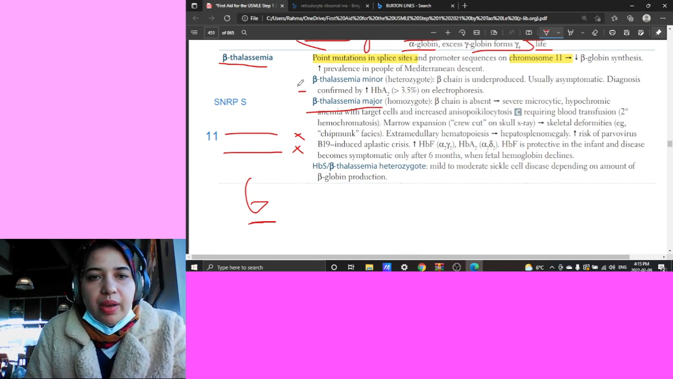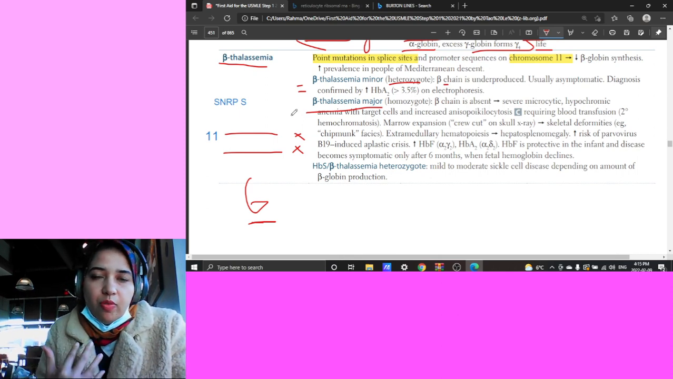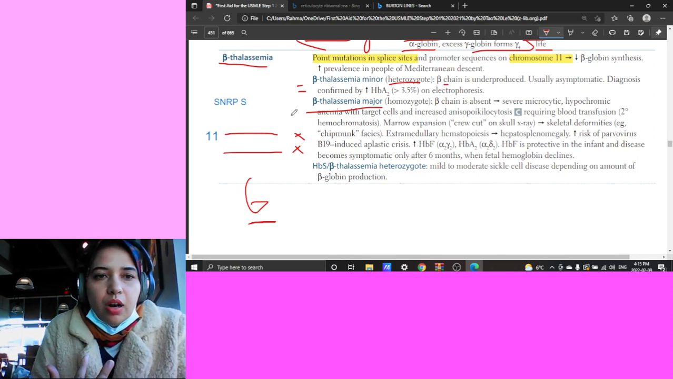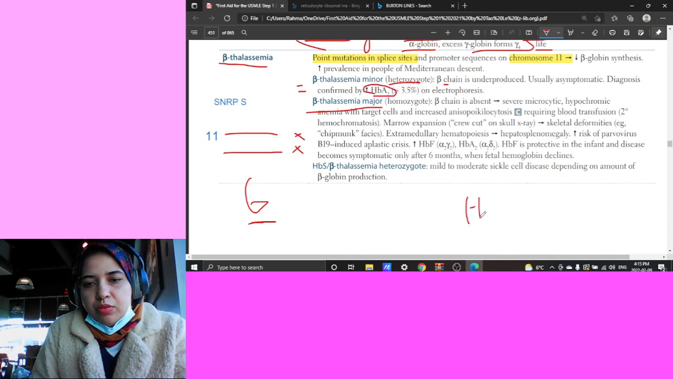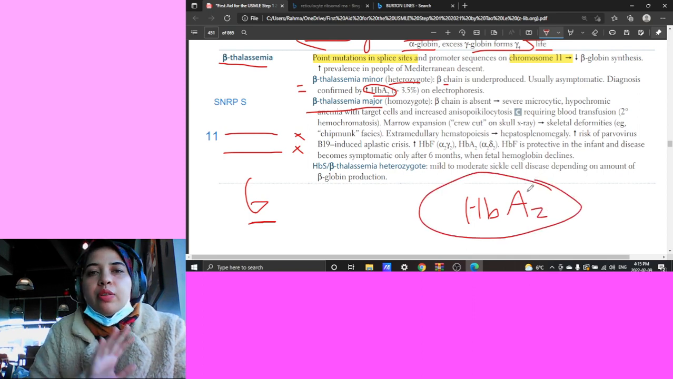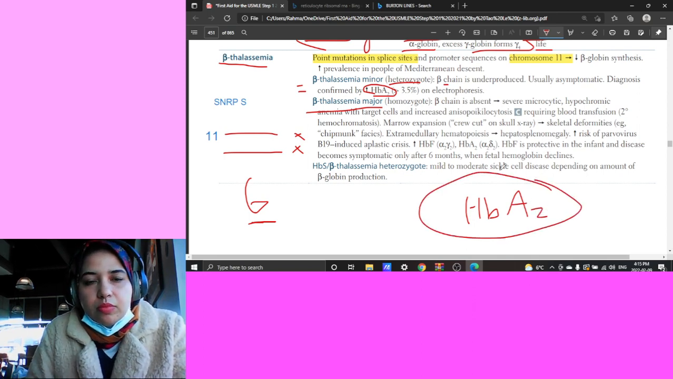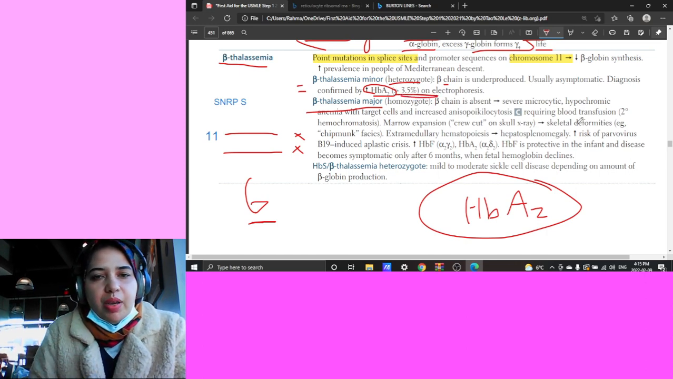So let's see what it says here. Beta thalassemia minor is a heterozygote. The beta chain is underproduced. I still have one copy of this gene, but one of them is gone. So you're going to have a mild anemia as well. As a reaction, you're going to have an increase in HbA2. Whenever you see HbA2, this is the most valuable thing you can remember: all your thoughts are going to go to thalassemia. You're going to have HbA2 more than 3.5% on electrophoresis, thanks to beta thalassemia.